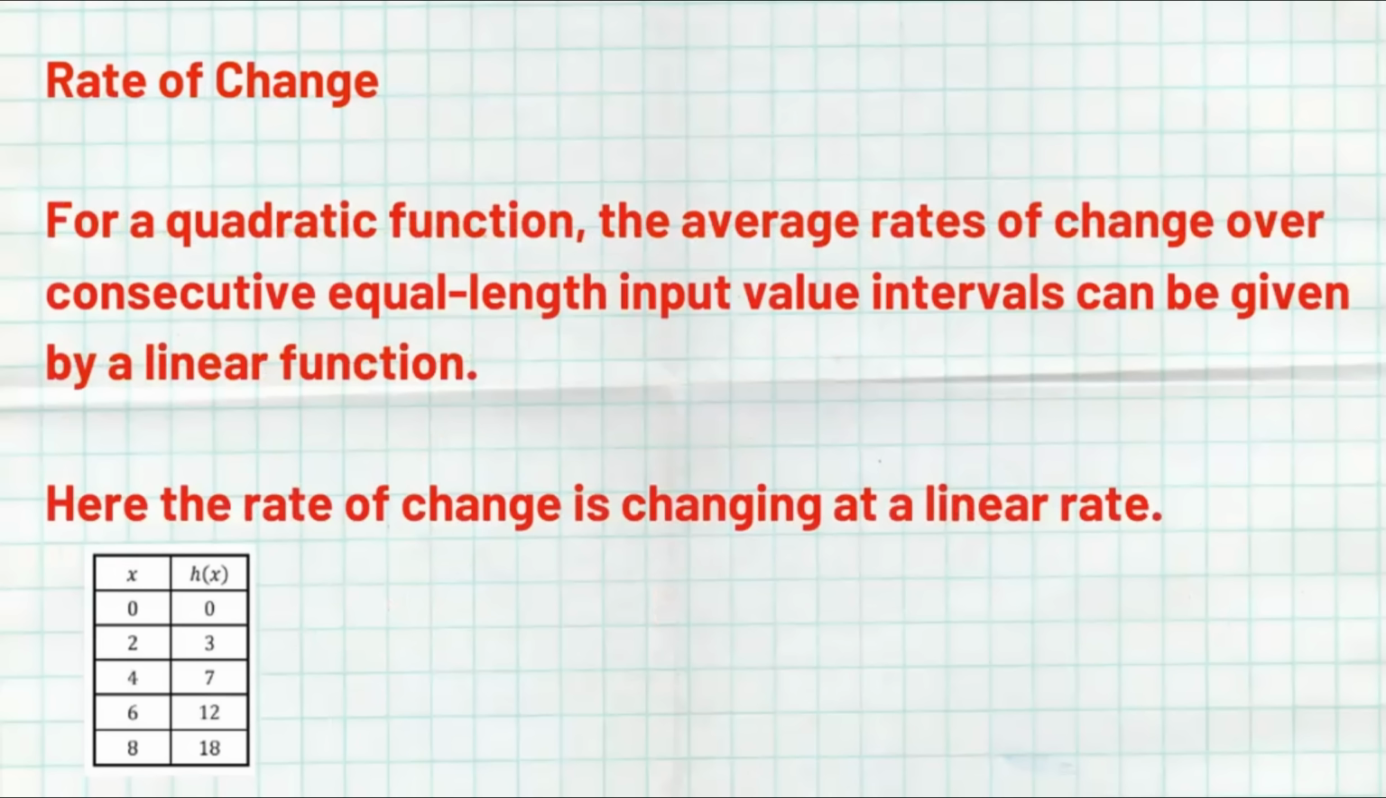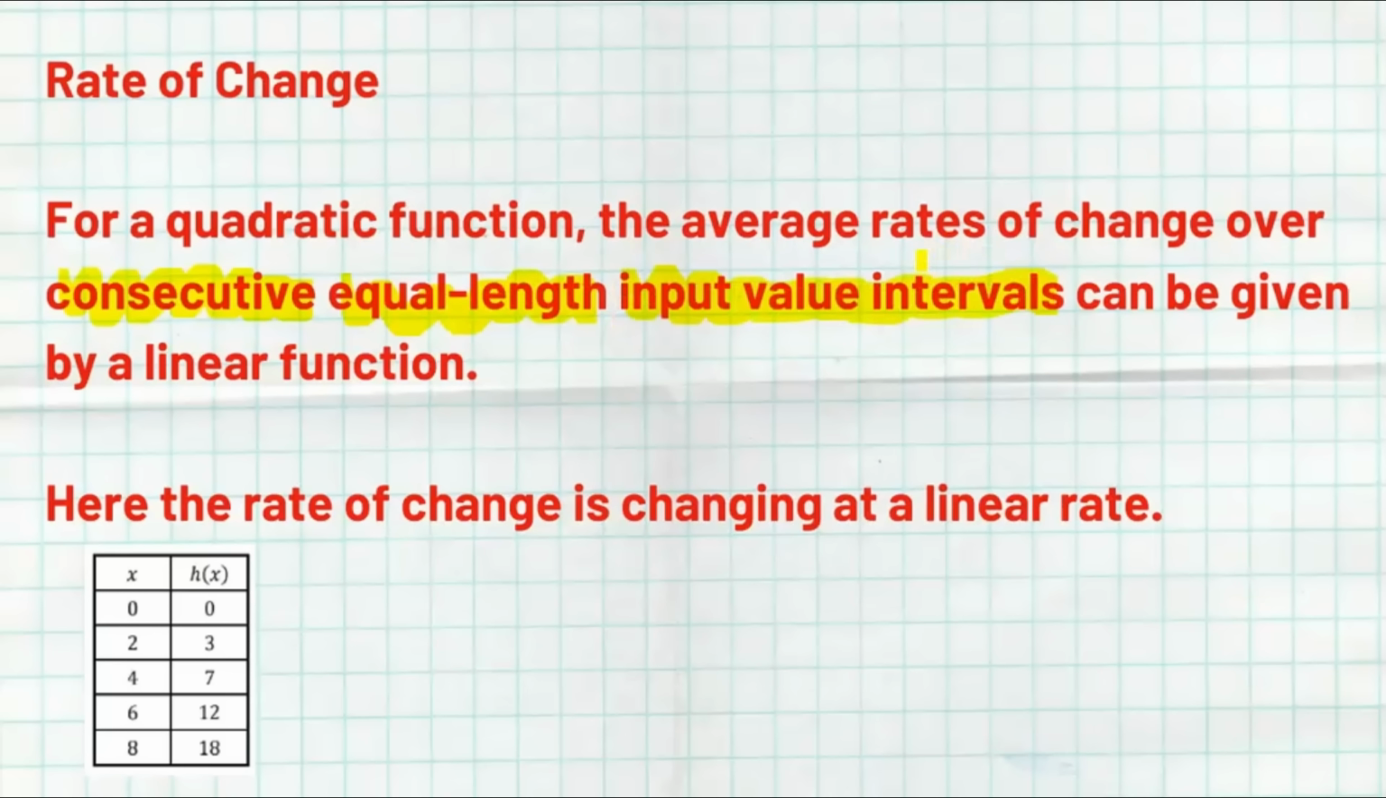Now, with quadratic functions, it's a little bit different. For a quadratic function, the average rates of change over consecutive equal-length input value intervals could be given by a linear function. Now, what's most important here is we can't just grab any 2 points. We have to grab consecutive equal-length input value intervals.